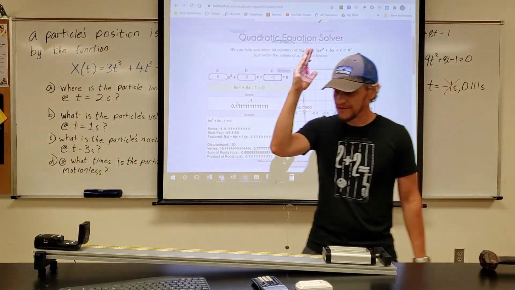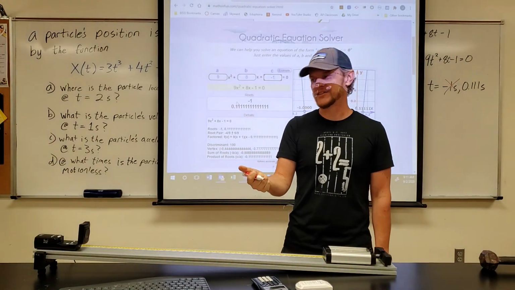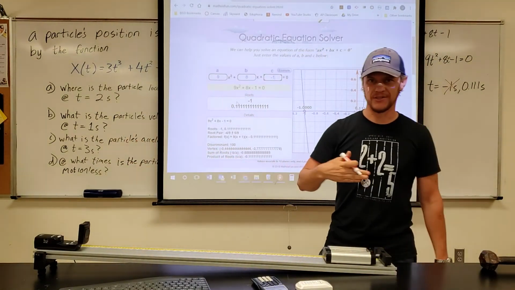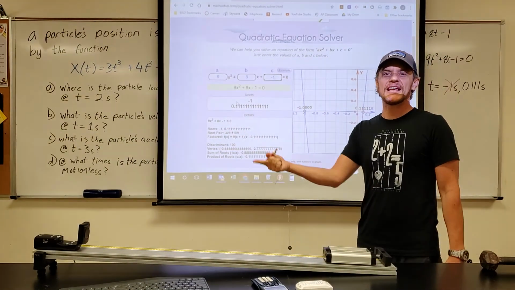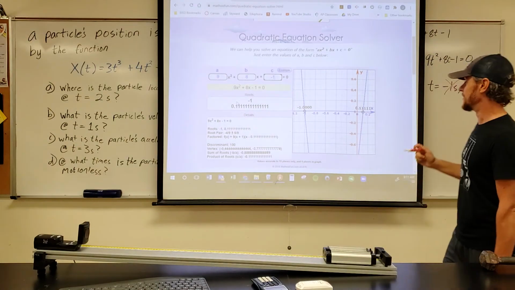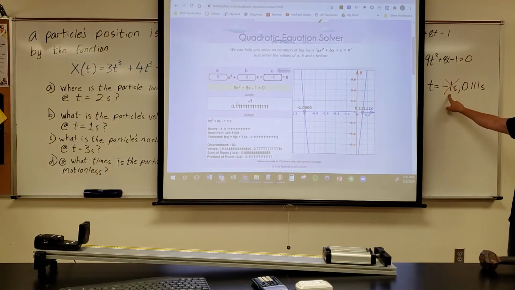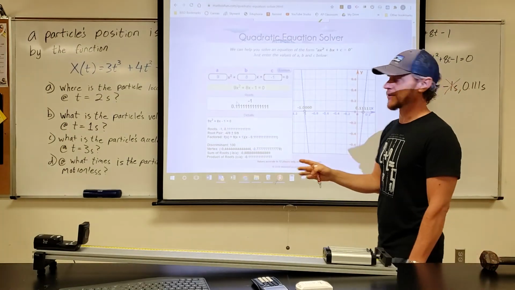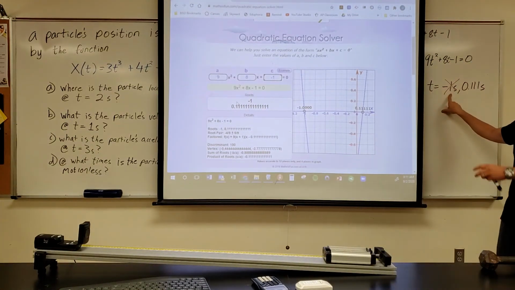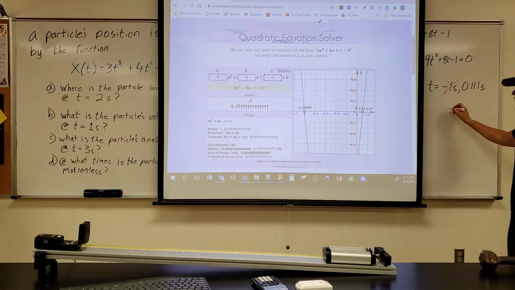Unless we start our stopwatch in the middle of the object's motion. And if we start it in the middle of the object's motion, then we would say, well, a second before I hit start on my stopwatch, the object would be at rest. But in this case, if we started the object at time t equals 0, this would be an extraneous solution. We would not need it. And we would just say that the time that the object was at rest is 0.111 seconds.